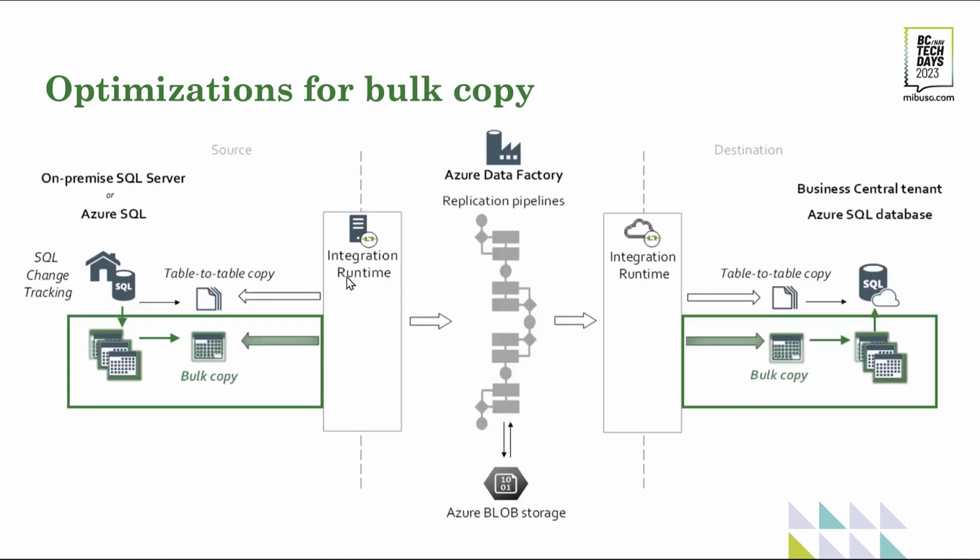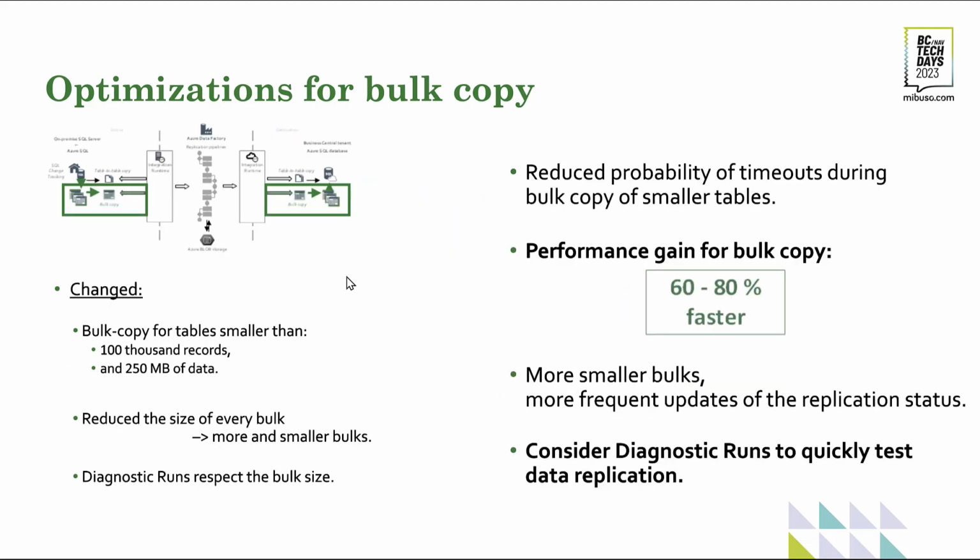For the bulk copy of the smaller tables, in addition to the reduced threshold, we also reduced the bulk size. So this resulted in higher numbers of smaller bulks. And smaller bulks are easier for the SQL Server to serialize and compress, so the timeout occurrences become rare. Also, they may still happen for extremely weak or busy SQL servers. In fact, this gave a significant performance benefit on our not very powerful test servers. The whole process of bulk copy became 60 to 80% faster. The replication status is also updated more frequently if the bulks are smaller.